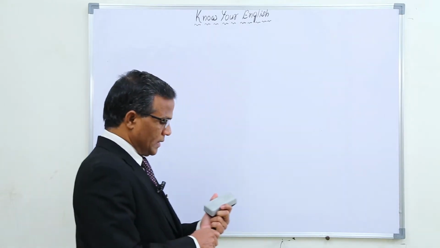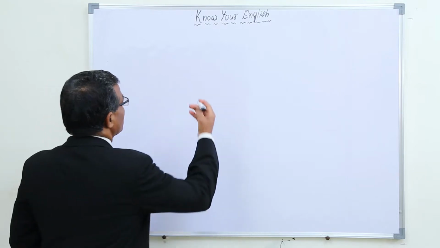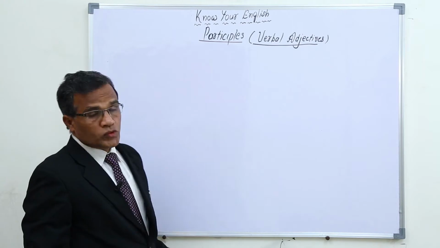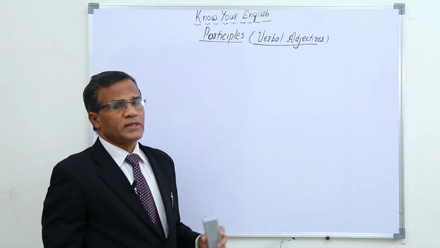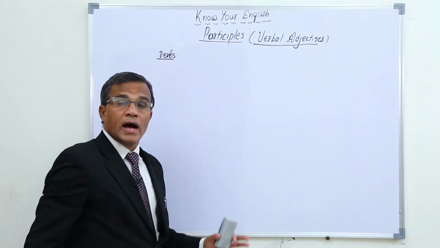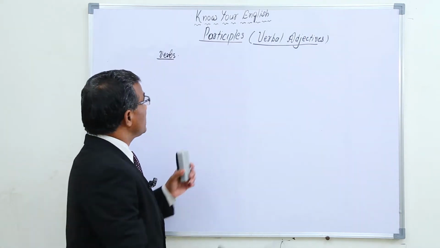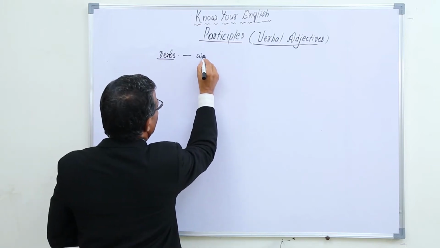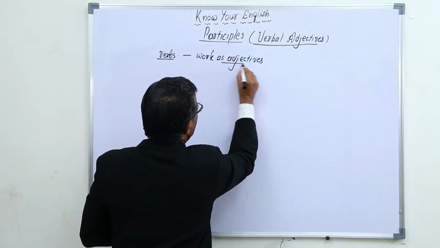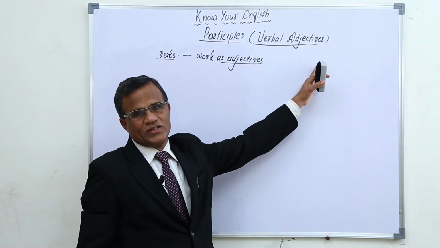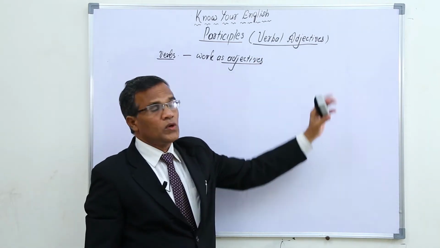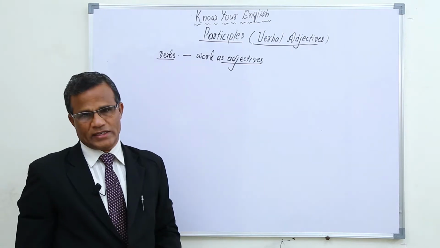Now we are going to learn participles. And now let's see what the participles are. So what are participles? Participles are formed from verbs really. Participles are formed from verbs, but they work as adjectives. So they are called verbal adjectives. So formed from verbs and working as adjectives, they are also called verbal adjectives.